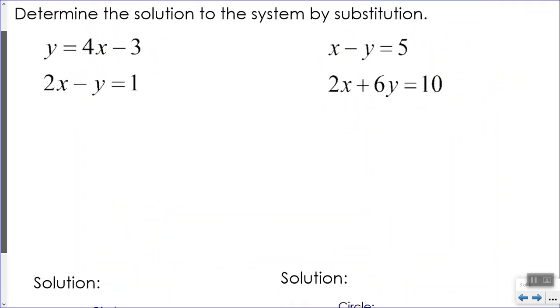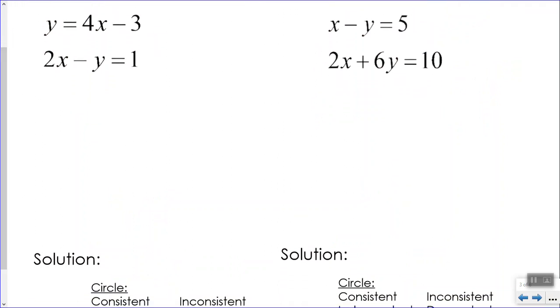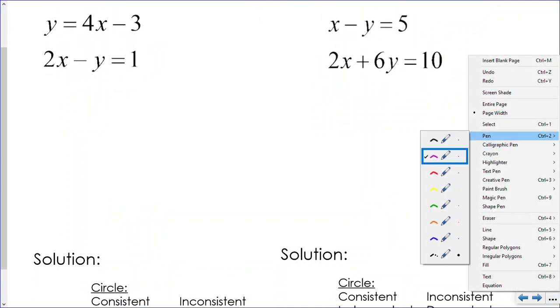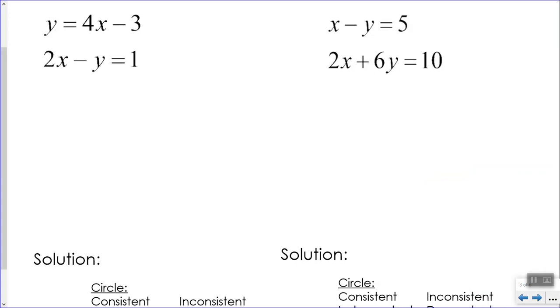This is where it gets a little more complicated because instead of substituting in a single value or setting two expressions equal to each other, this is where we have to actually substitute an expression in. If I look at my system on the left, this one's already solved for y, so I already have that expression I'm going to substitute in. On the right-hand side, neither of my equations are solved for y or for x, so I'm going to have to do a little bit of maneuvering to get a variable isolated before I can do any substituting.